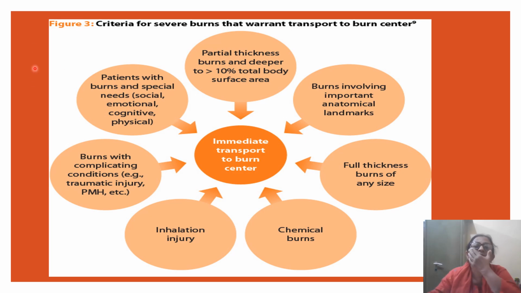Then criteria for severe burns that warrant transport to burn centers. So inhalation injury, this is immediate transport to burn centers. You have to shift the patient to the burn centers. Inhalation injury, chemical burns, full thickness burns, burns involving important anatomical landmarks, partial thickness burns and deeper covering greater than 10% of total body surface area. Patients with burns and special needs: social, emotional, cognitive, physical. Burns with complicating conditions, for example traumatic injury, PMH, etc.